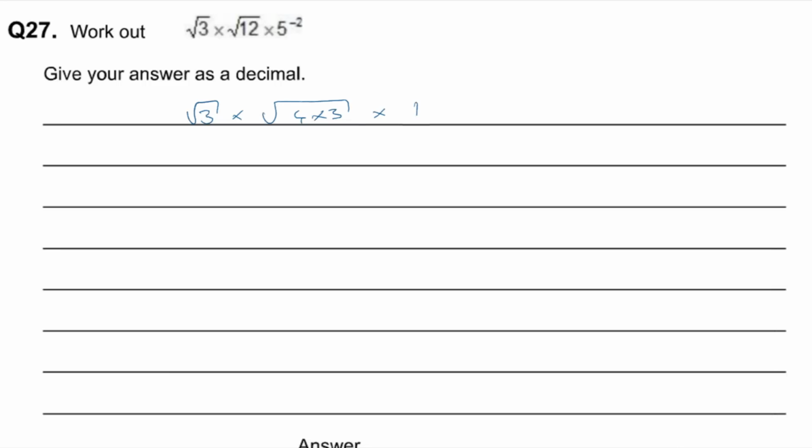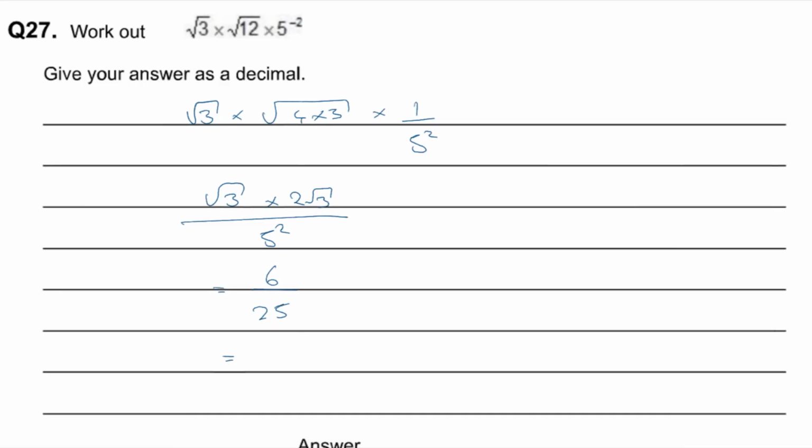5 to the minus 2 is 1 over 5 squared, isn't it? So then I've got root 3 times, well, root 4 is 2, so that's going to be 2 root 3, and that's divided by 5 squared. But root 3 times root 3 is 3, times 2 is 6, so it's going to be 6 over 25. Okay, and that's my final answer. No, it isn't, because that's not a decimal.